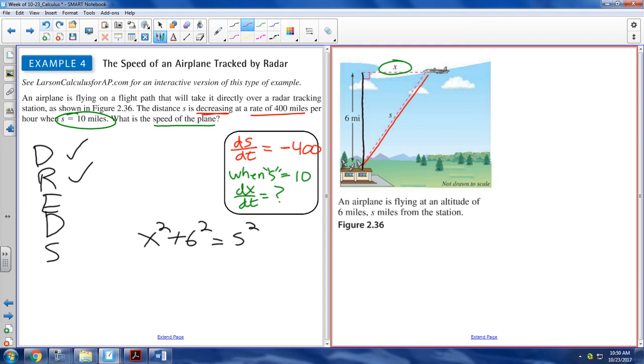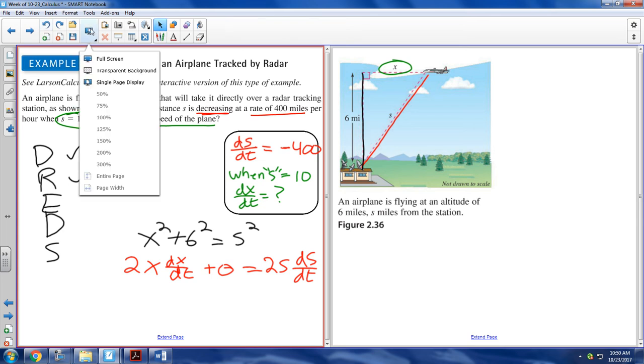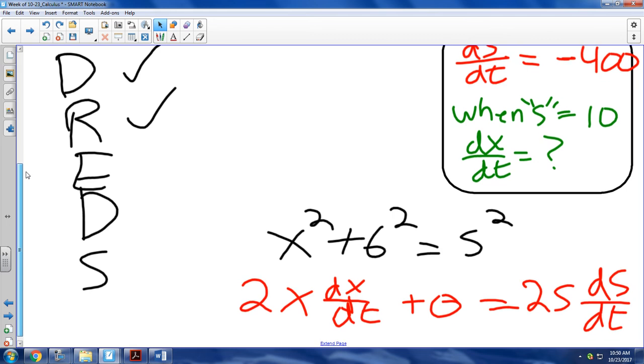So with respect to time, it's 2x dx/dt, right? Plus 0, that's not changing at all. That derivative is 0 as well. And then 2s ds/dt. And I think we had enough information really from here. We can basically just plug in.